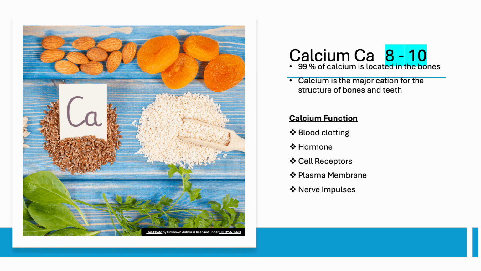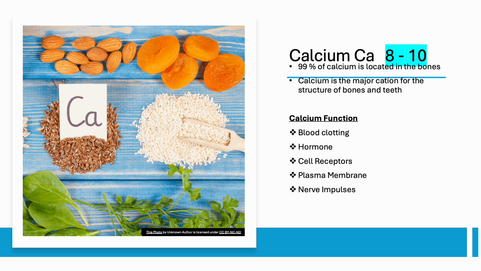Most calcium, 99% of it, is located in the bone, and the remainder is in the plasma and body cells. Of the calcium in the plasma, 50% is bound to the plasma proteins and 40% is free or ionized. The remaining fraction circulates in the blood. Calcium is the major cation for the structure of bones and teeth.